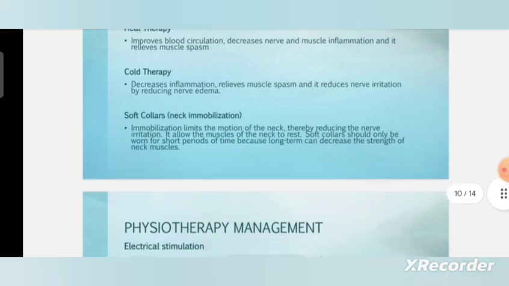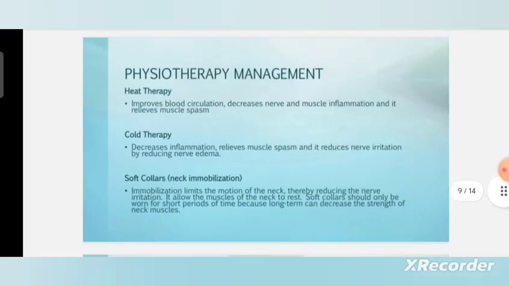Next is the physiotherapy management, in which first is heat therapy. Heat therapy is used to improve blood circulation, decrease nerve and muscle inflammation, and relieve muscle spasm. And cold therapy is used to reduce inflammation, relieve muscle spasm, and reduce nerve irritation by reducing nerve edema. Next are the soft collars or neck immobilization.